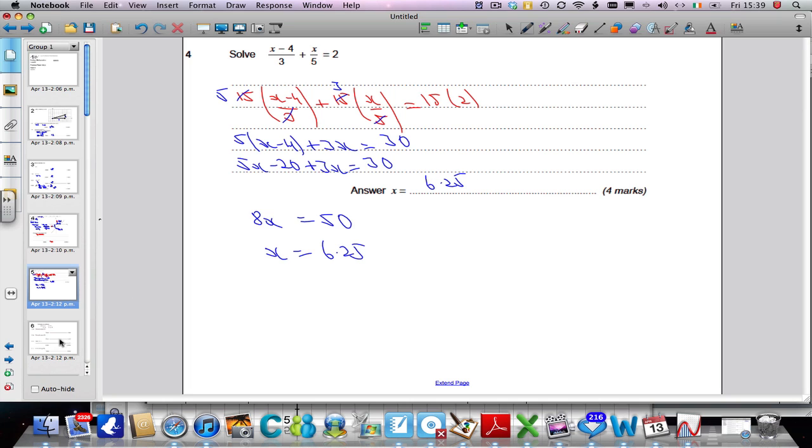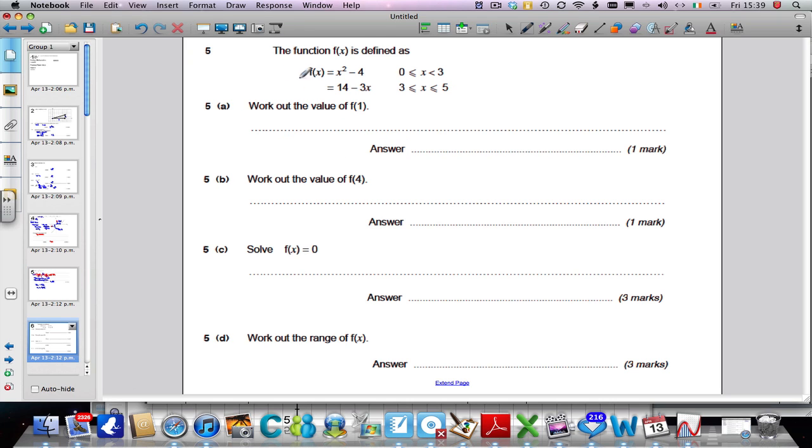And that's the equation solved. Check your answer if you like by substituting in. Okay, functions question. So we're given a function f of x. It's defined as x squared minus 4 between 0 and 3, and as 14 minus 3x between 3 and 5.